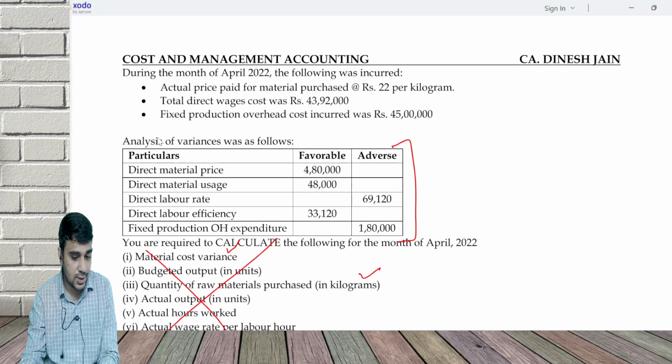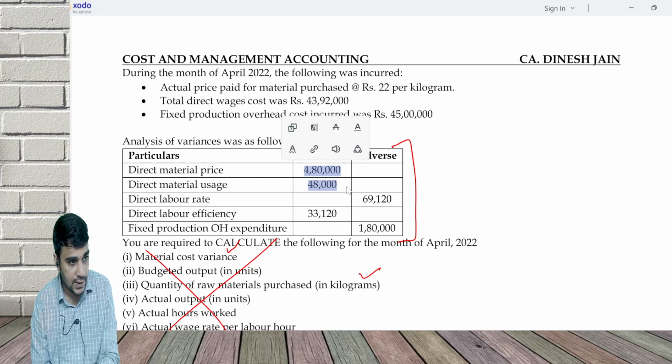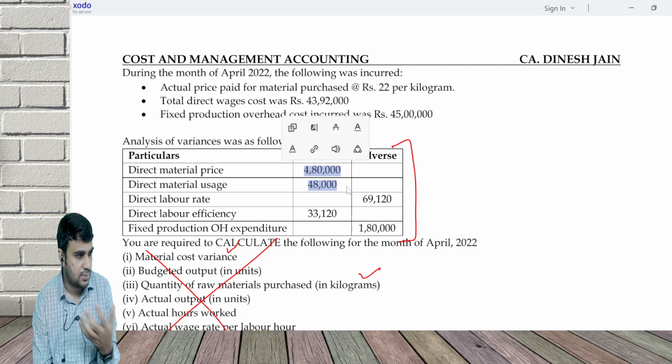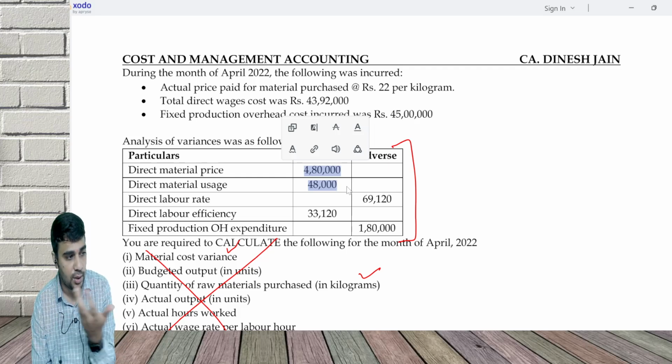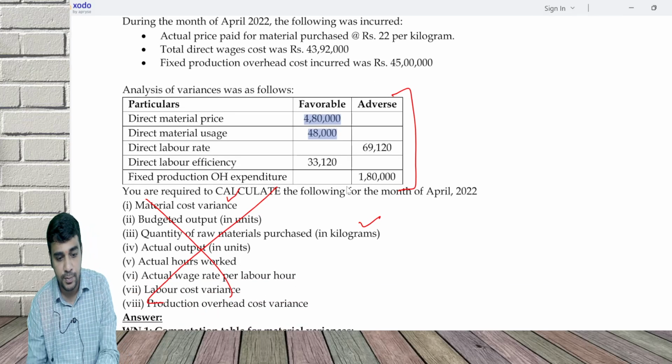I could have answered this very simply without even doing all this calculation. Just add these two, price plus usage. Price plus usage can also give the answer. In an exam situation, if you are not able to proceed with something, at least answer this by just adding it. At least this part, just simple addition. What's the next requirement?